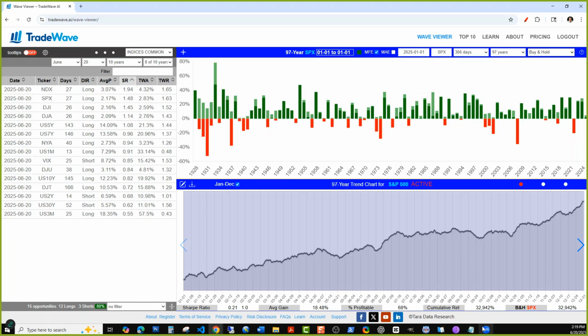Now, when we look at this screen, look at the bottom, cumulative return, which I use for statistical valuation of a pattern. So right now, this means that if you got into S&P 500 in the beginning of 1928 and you held it until now, you would have made 32,942% so far in 97 years. It's a very respectable number for the broader markets.